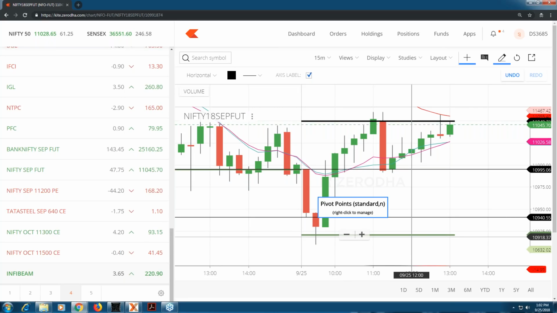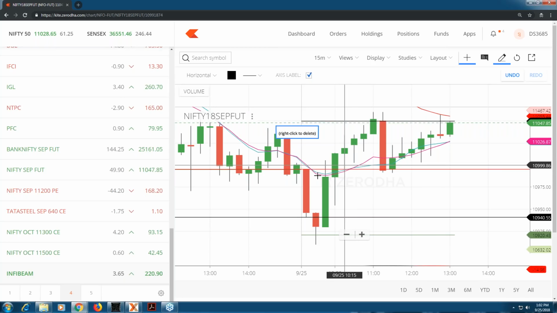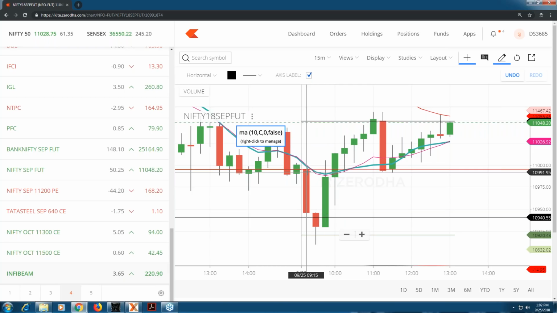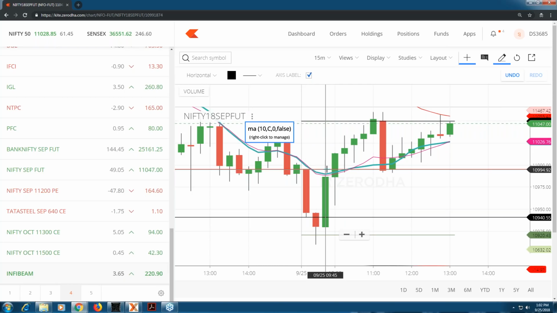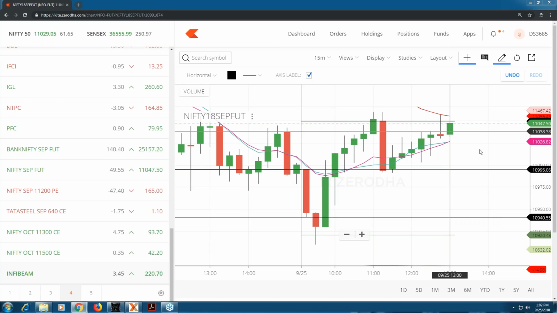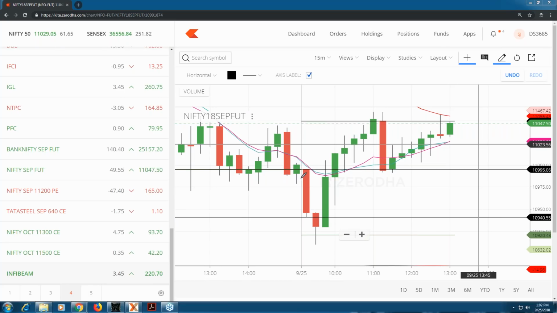So what do you need to do? You need to wait for the candle to leave the morning range. The morning range is at 10,995. If that is broken with volume, we will enter, right? What will be our stop loss? The bottom of this candle. Let me just mark it. Our entry will come at this point, and this is our SL, right?